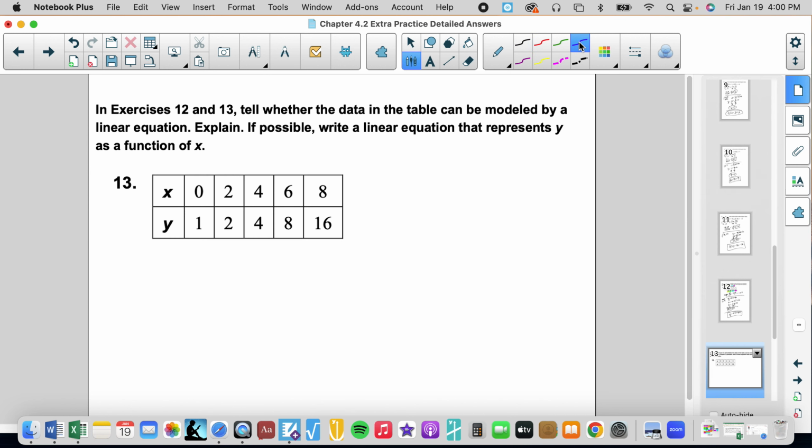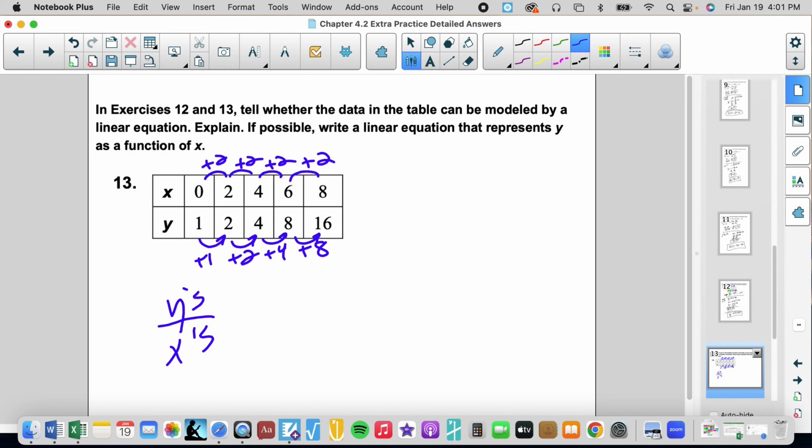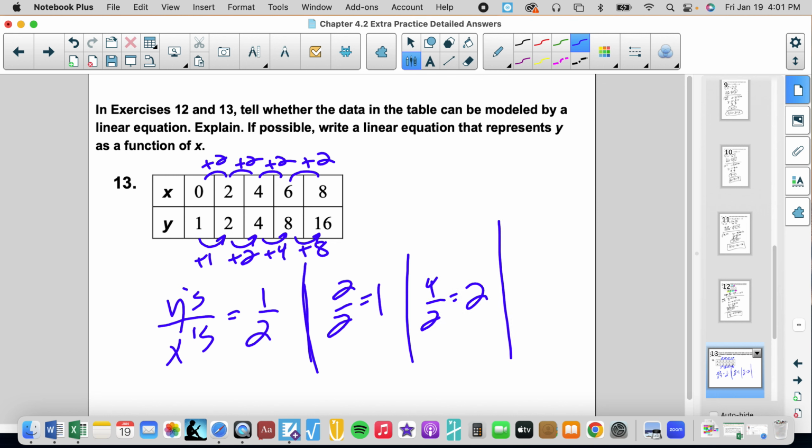Let's look at this one. So that is plus 2, plus 2, plus 2, plus 2. Okay, that is plus 1. That's plus 2, that's plus 4, and that is plus 8. So if we're going to put the y's over the x's, my first slope is going to be 1/2. My next slope is going to be 2 over 2, which equals 1. And then my next slope is going to be 4 over 2, which equals 2. And then my last slope is going to be 8 over 2, which equals 4.